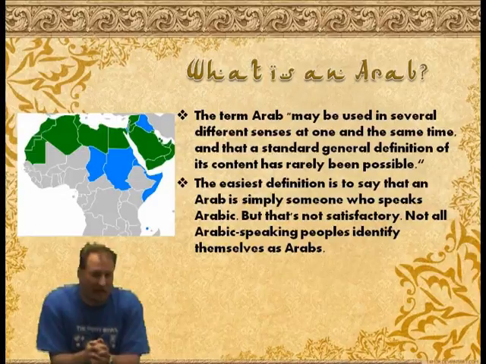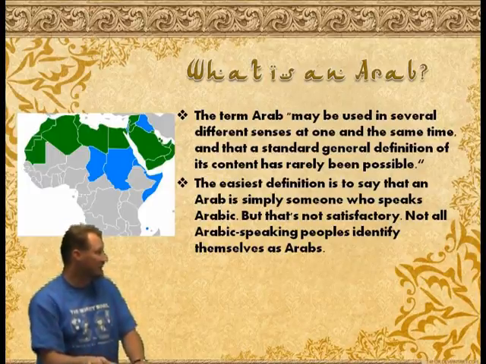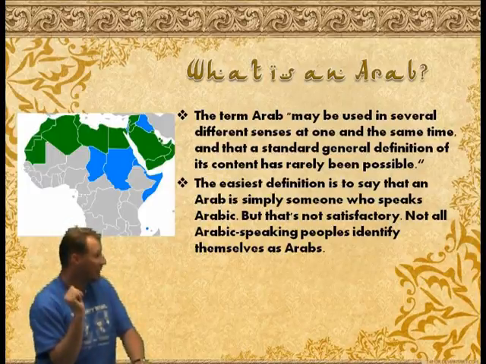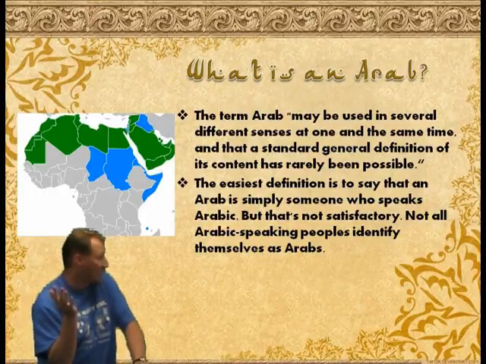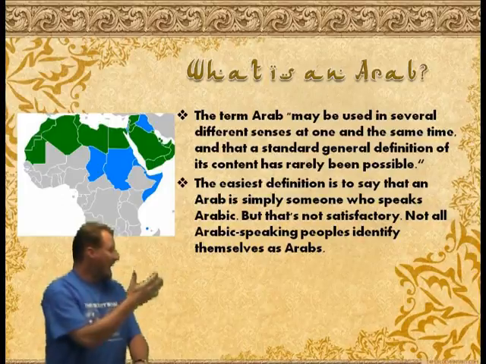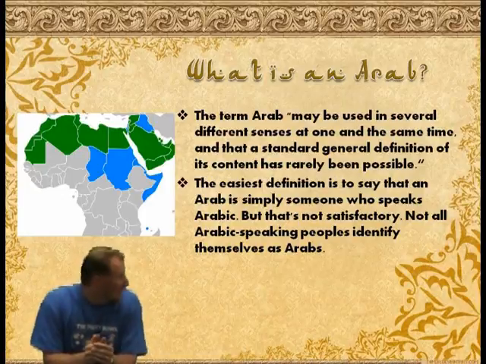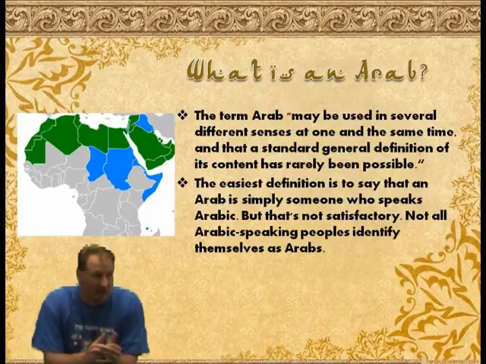So here you've got an expert on it, and he can't even say clearly what it is to be an Arab. It is a very vague term. The easiest definition is to say that an Arab is somebody who speaks Arabic, but that's not satisfactory. Not all Arabic-speaking peoples identify themselves as Arabs. In the map you see here, the countries in green are ones where Arabic is the primary language, and the countries in blue have Arabic as a language, but not necessarily as the official one.